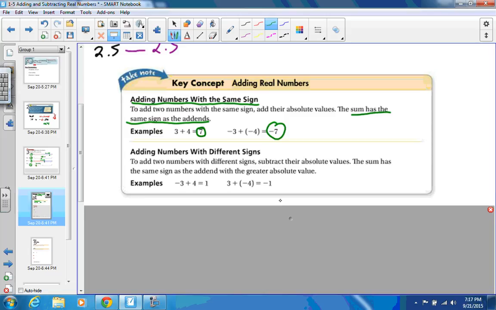Now when you have different signs, it's a little different. So take note of this. Adding numbers with different signs, meaning one is positive, one is negative. So to add two numbers with different signs, subtract their absolute values. So we're going to subtract their absolute values.